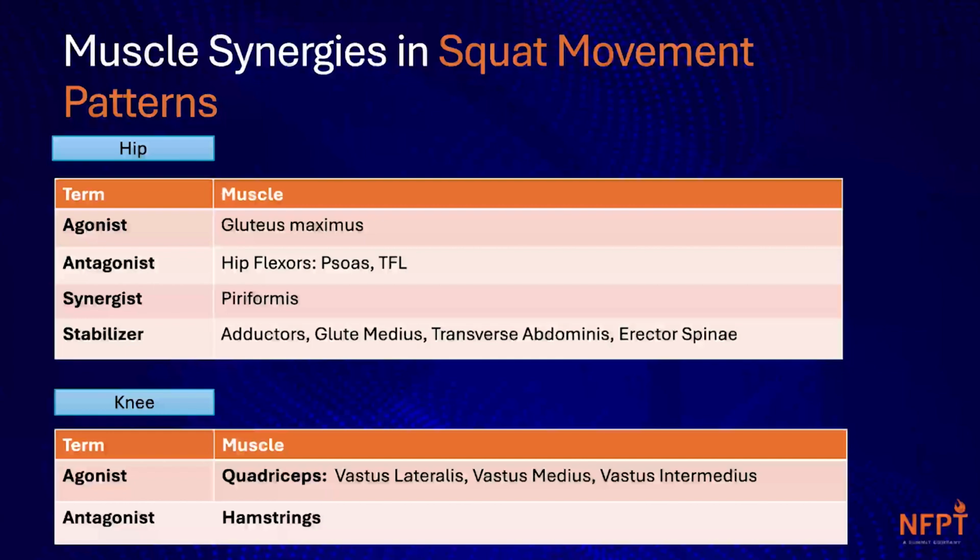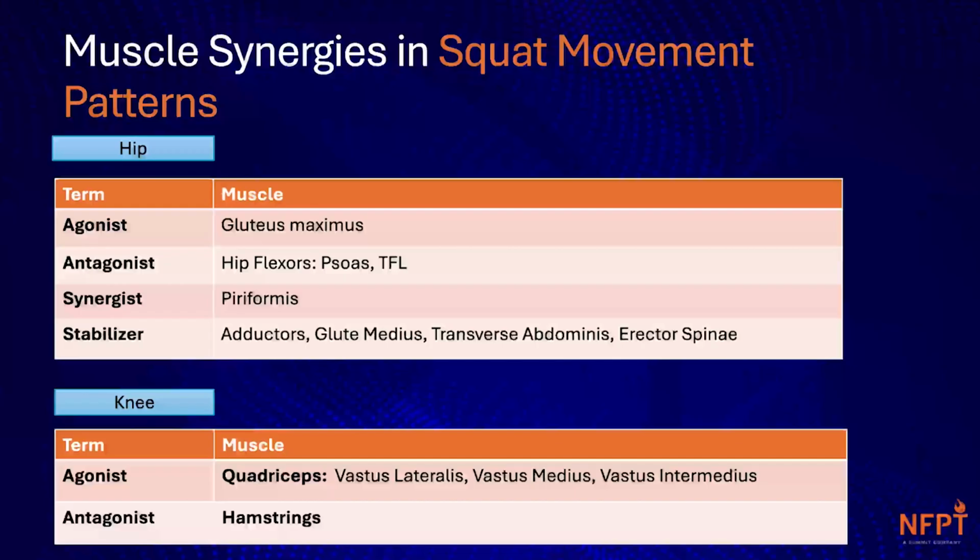Because if our glute max is a hip extender and it's the agonist or prime mover, then the opposite muscle is going to be the antagonist. So that includes our hip flexors, our psoas muscle, and our TFL, which is short for tensor fascia latae.